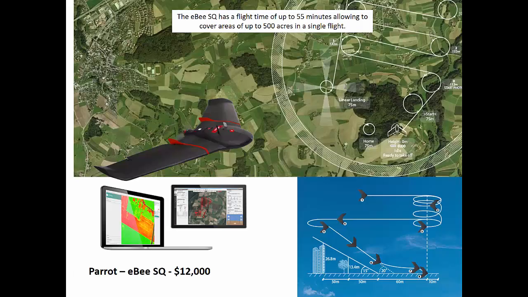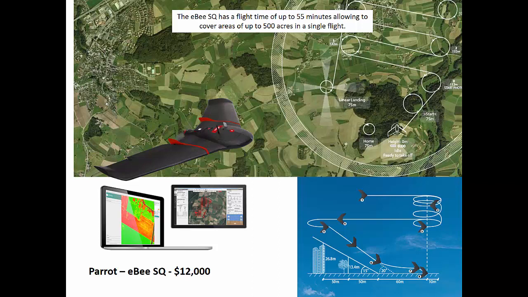So if you look at some of the technology that's available today, there's basically two platforms that most folks are using in a commercial setting when it comes to agriculture and capturing imagery. That's either a fixed wing, such as this Parrot eBee SQ, which is around $12,000.